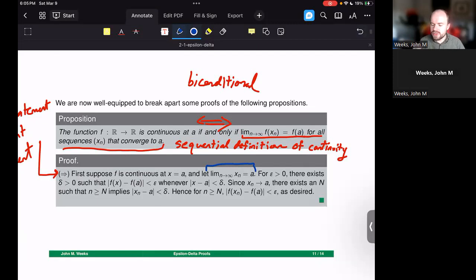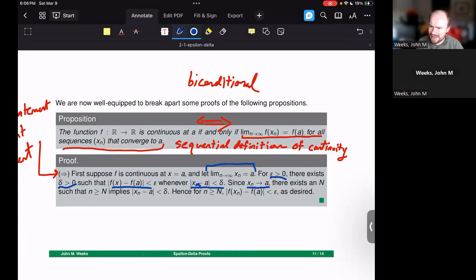Well, we're going to use the fact that x sub n converges to a. Let's say that for all epsilon greater than 0, there exists a delta greater than 0, so that the absolute value of f of x minus f of a is less than epsilon whenever the absolute value of x minus a is less than delta. Well, x sub n is going to converge to a. So what happens if I plug in x sub n here? As long as I get the absolute value of x sub n minus a being less than delta, then my value of f of x minus f of a is small enough to be within epsilon.